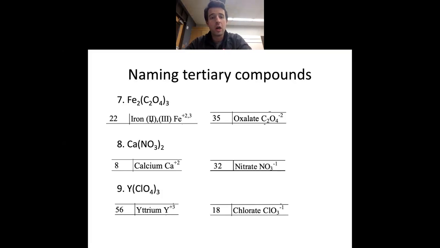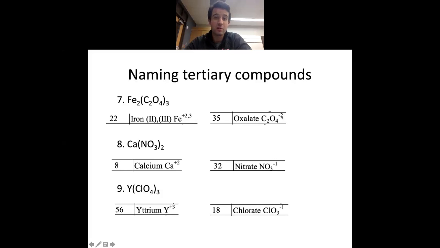Cool. So in this case, we can pick between 2 and 3. We know oxalate is 2-. So if iron was 2+ here, they would just be 1-to-1. Instead, we see that it's 2-to-3. That means that we have a -6 charge from our 3 oxalates, our 3 2-.